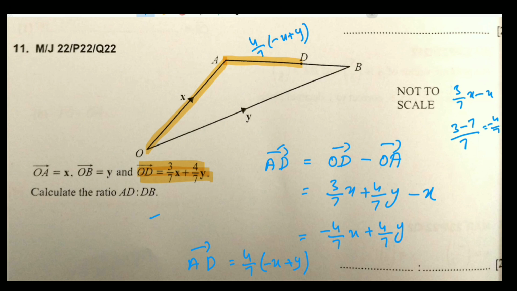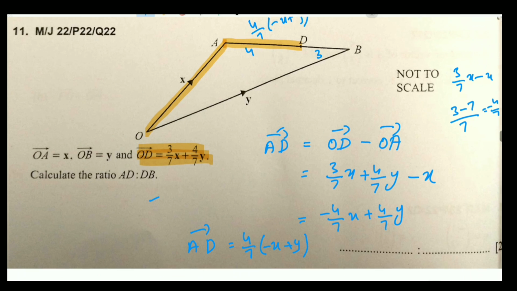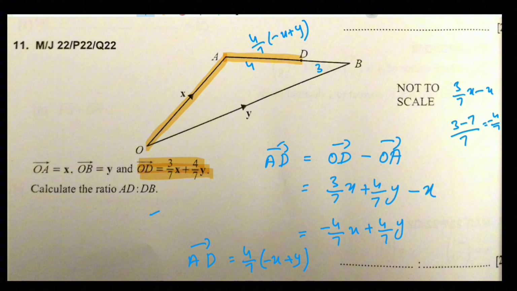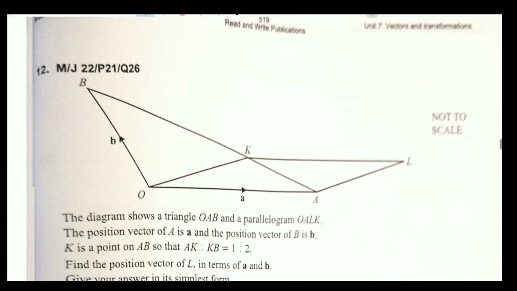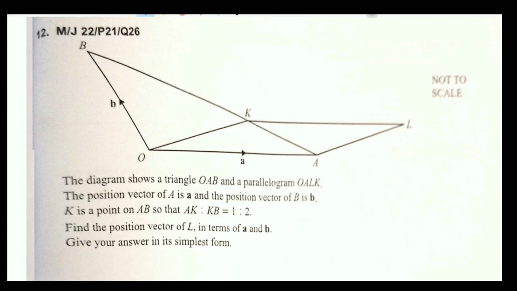According to 4 by 7, the total ratio of AB is 7 and AD is 4, and this is 3, and the total ratio is 7. It means the ratio of AD to DB is 4 to 3. So this is the way you will solve these types of questions. Next question is question number 12.